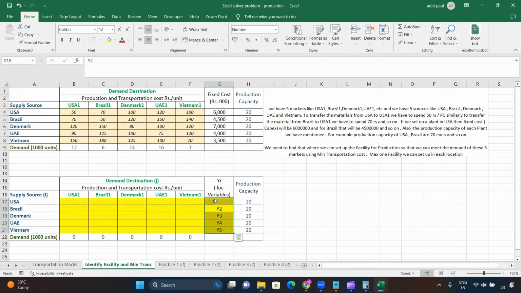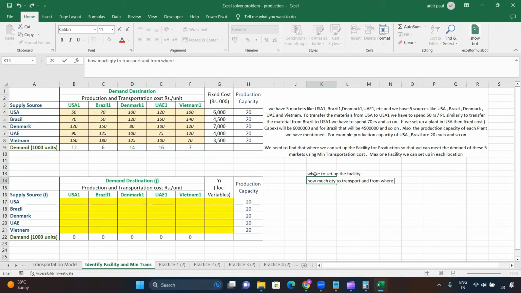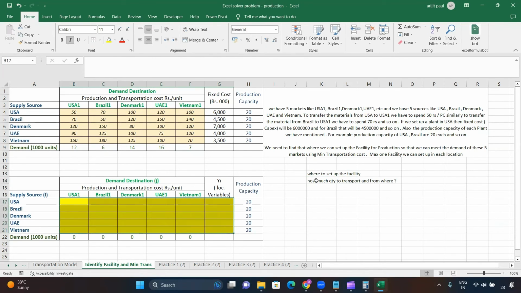So basically we are going to find out two different things: where to set up the facility, and how much quantity to transport and from where. These two things we need to find out by using the Excel solver. So these become our decision variables.